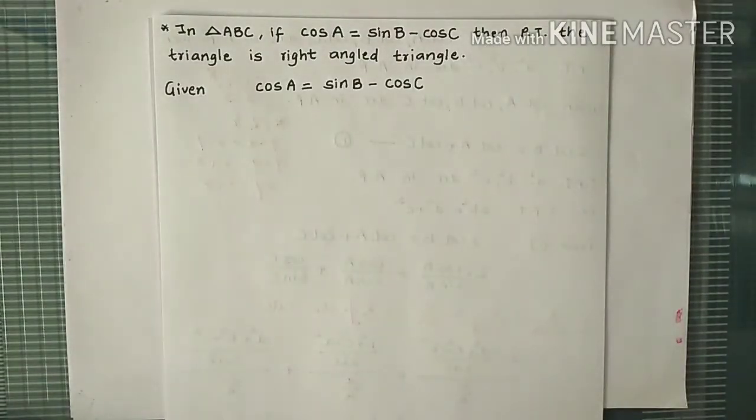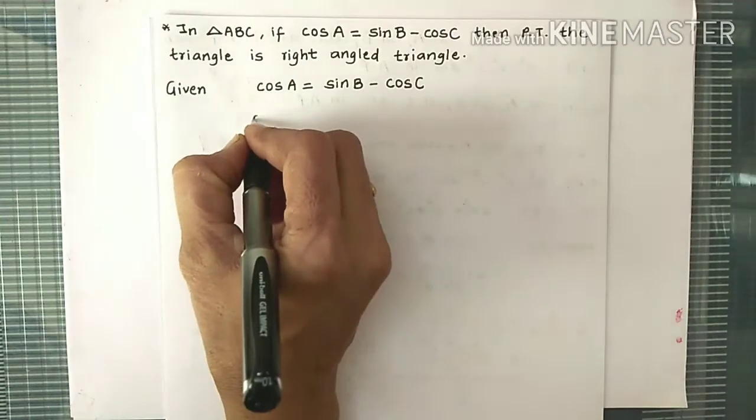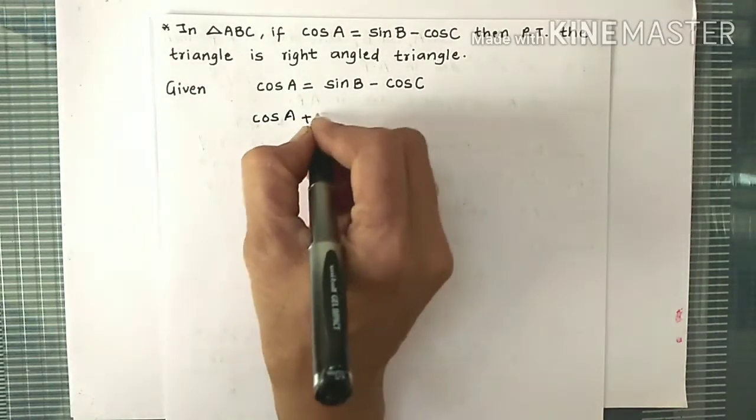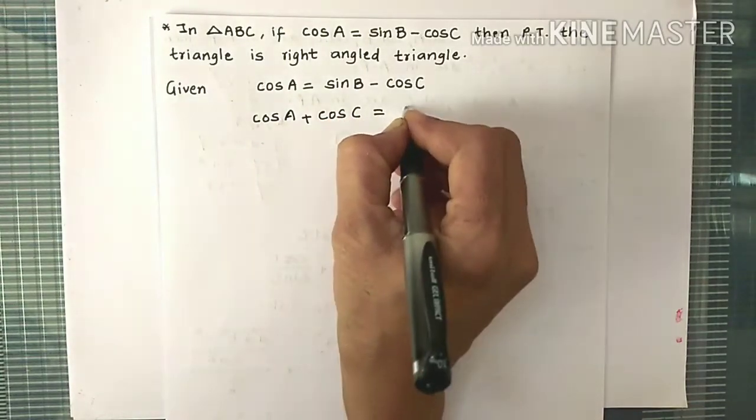Consider this question. In triangle ABC, if cos A equal to sin B minus cos C, then prove that the triangle is a right angled triangle. Here in this equation we have cos as well as sin. So let's write this equation as cos A plus cos C equal to sin of B. Cos A plus cos of C equal to sin of B.